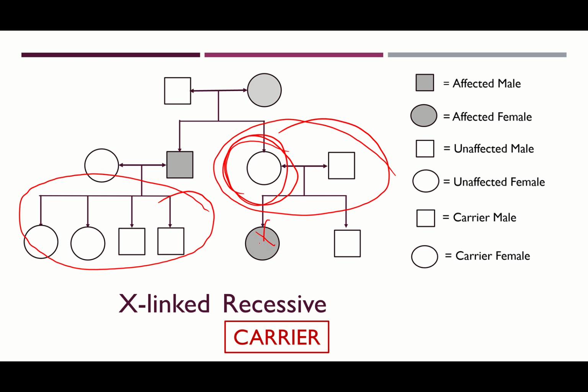Actually this is wrong. This should not have been affected. This guy should be affected, because in X-linked recessive conditions females are always carriers and males are always affected. Males are never carriers and females are never affected. This is something you need to know, which will help you to solve the questions.